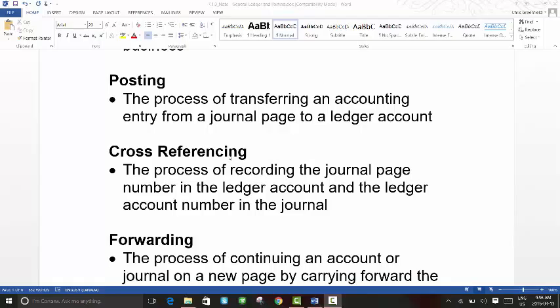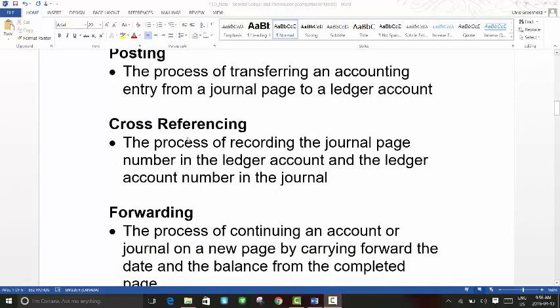What we are going to add, though, that's new is this idea of cross-referencing. On your journal pages, there has been a column called PR, posting reference, which we've been ignoring to date. In this lesson, we're going to learn how that works, and what it's used for, and why.